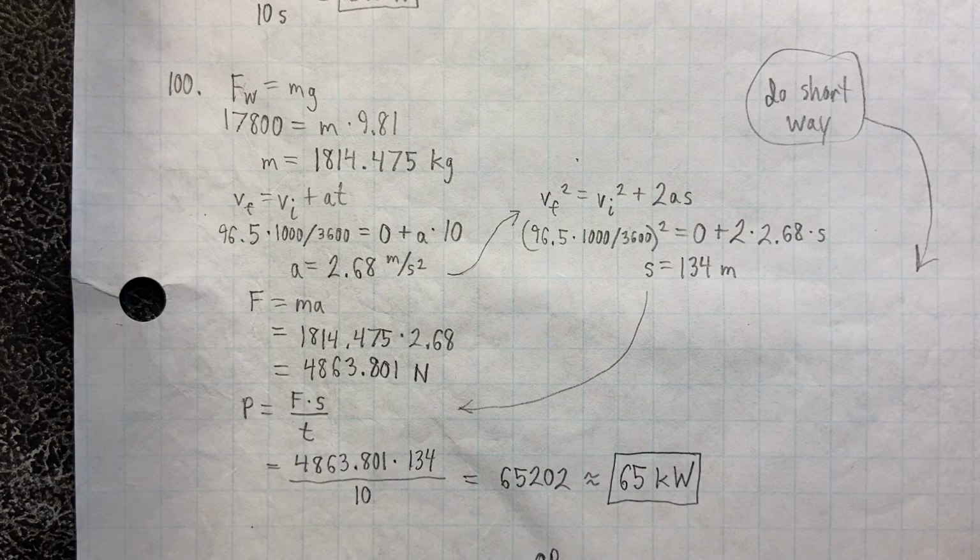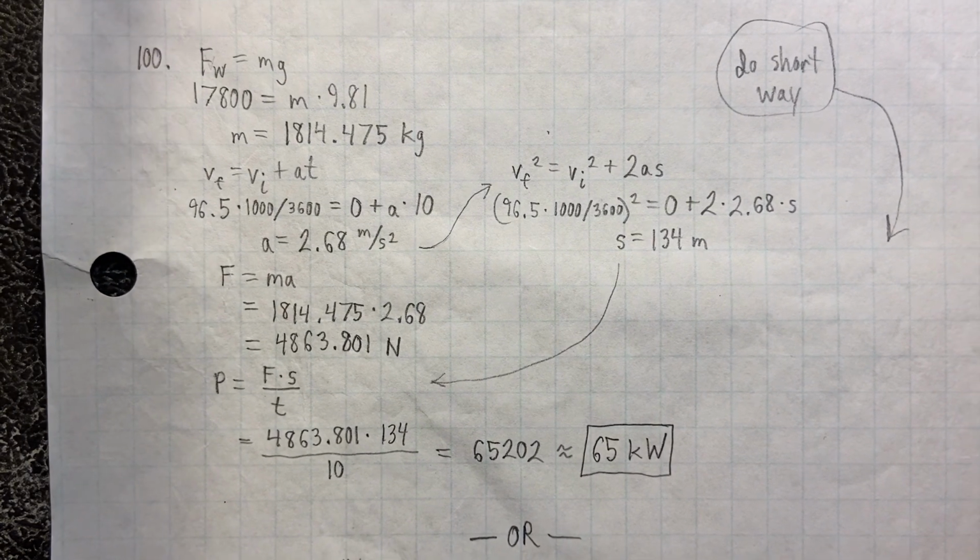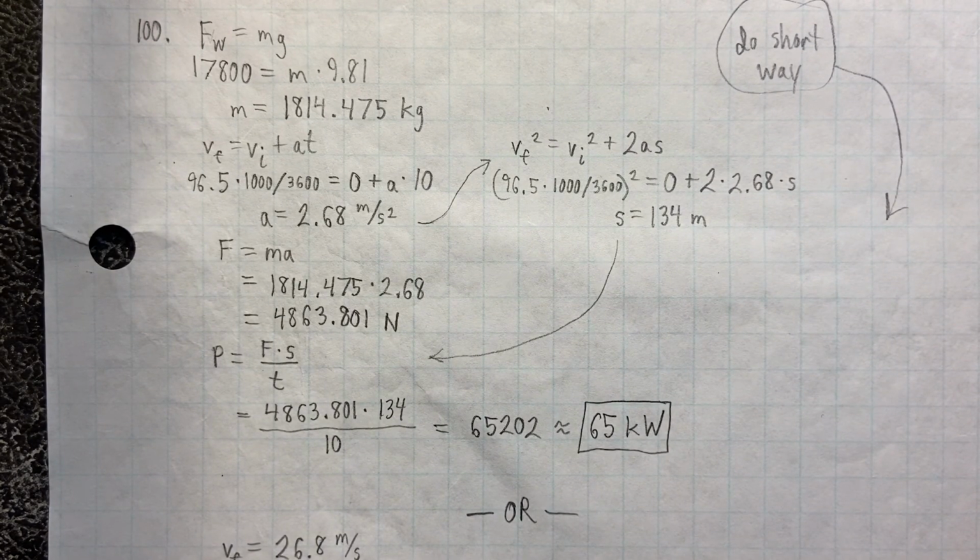Okay, there is a long way and a short way. I want to show you both because I think it helps us to learn more. First, let's look at the long way. We find the mass, because we can do Fw equals mg. Then we do Vf equals Vi plus At in order to find the acceleration, 2.68 meters per second squared. We then find the displacement, 134 meters. We use Newton's second law, F equals ma. We do that because that's going to give us the force. The force times the distance divided by the time will give us the 65 kilowatts. And so we've answered the question.